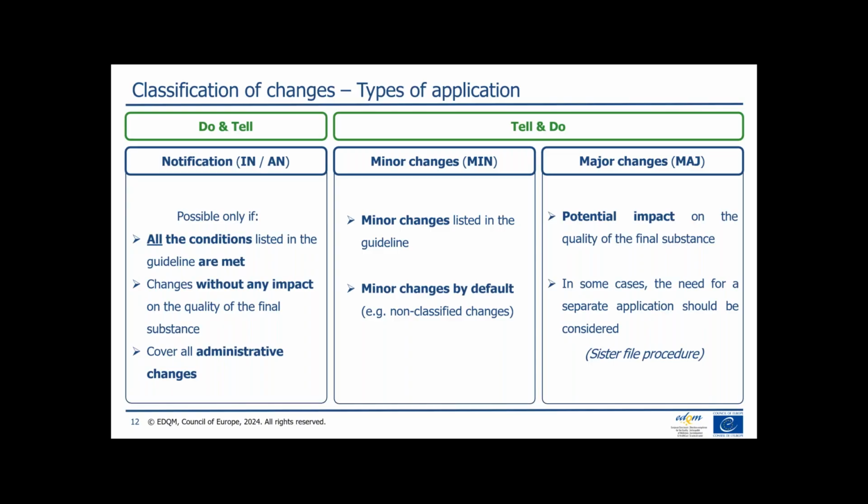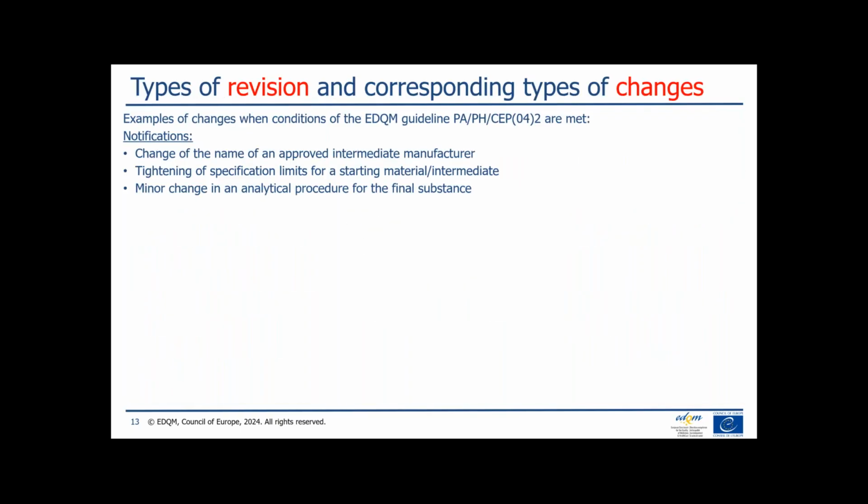And in some cases, even if there is potential impact on the quality of the final substance, major change is not enough. You should go for a sister procedure. Also, if you are in doubt what change you should submit for, whether you should go for minor, major, or sister file, there are technical advice meetings. There is a possibility of such meetings with EDQM assessors, and you can apply for this, and there will be a fee to be paid, if the company wishes.